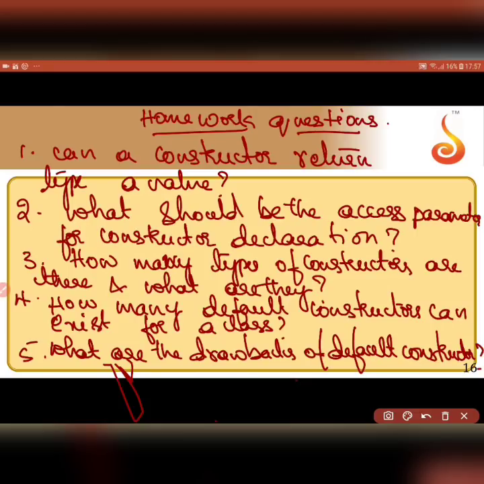All these are 1 markers. Can a constructor return a type value? What should be the access parameter for constructor declaration? How many types of constructors are there and what are they? How many default constructors can exist for a class? What are the drawbacks of default constructor? Please make a note of this.